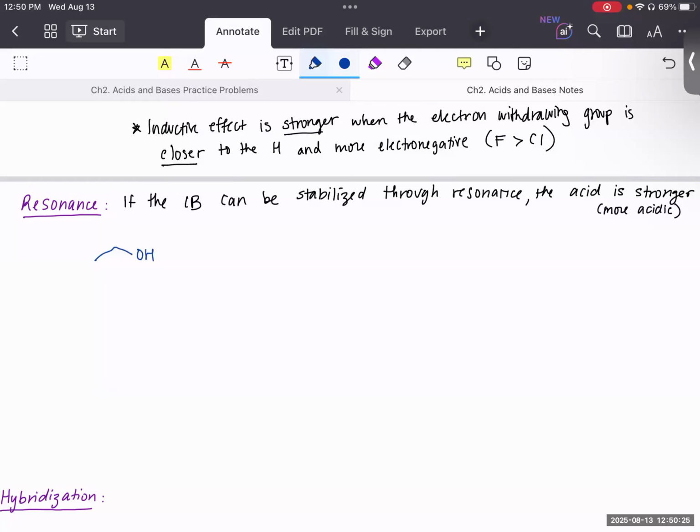So let's compare this acid versus a carboxylic acid. So here are our starting acids. And then what we can do is draw out the conjugate bases, where we deprotonate those acids. So for each one, I'm just pulling off that hydrogen and giving it a negative charge to the oxygen. And so now we can use resonance to compare which of these acids would be stronger.